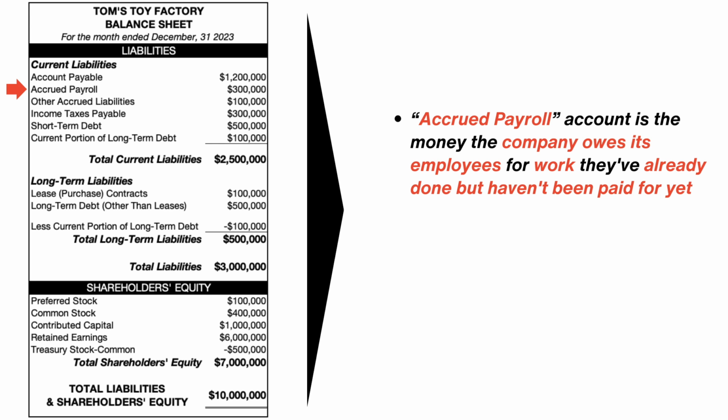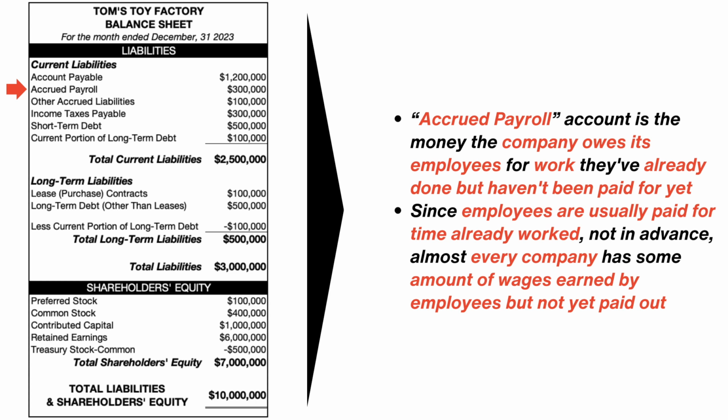Next on Tom's Toy Factory's balance sheet is the accrued payroll account, which is the money the company owes to its employees for work they have already done but have not been paid for yet. Since employees are usually paid for time already worked, not in advance, almost every company has amounts of wages earned by employees but not yet paid out.